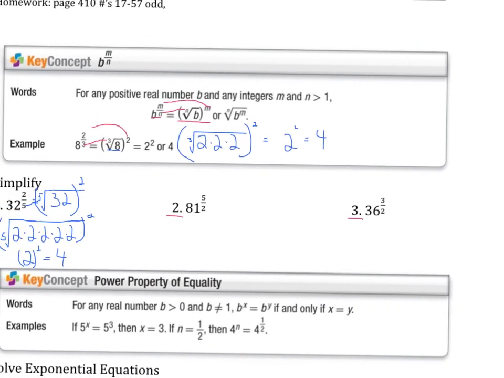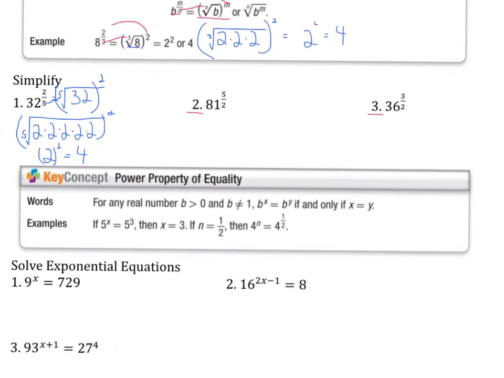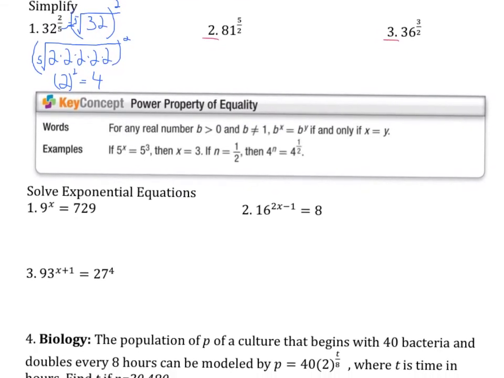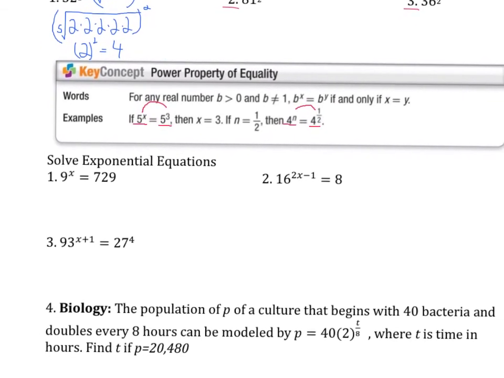Our last key concept is the power property of equality. That is just saying if we have 5 to a certain power, and they tell us that it equals 5 to the power of 3, then obviously x has to be 3 in order for those to be equal. And if we have 4 to the nth power equals 4 to the half power, then we know that n is going to have to be 1/2 in order for those two to be equal. So we're just going to use that concept to solve for our missing variable.